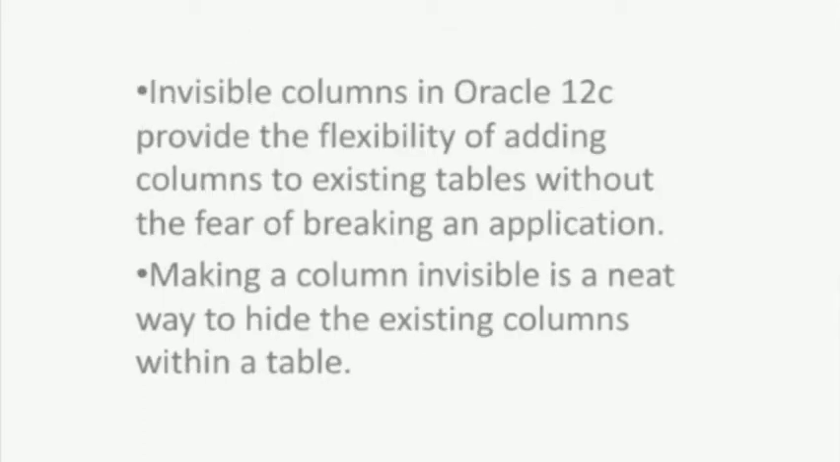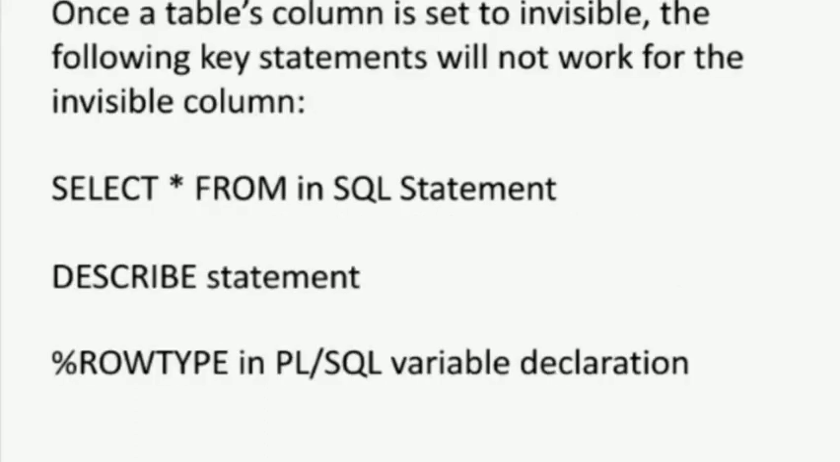Invisible columns in Oracle 12c provide the flexibility of adding columns to existing tables without the fear of breaking an application. Making a column invisible is a neat way to hide existing columns within a table. Once a table's column is set to be invisible, the following key statements will not work for the invisible column: select star from in a SQL statement, the describe statement, and percentage row type in a PL/SQL variable declaration.